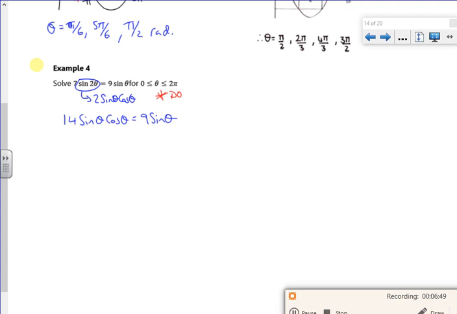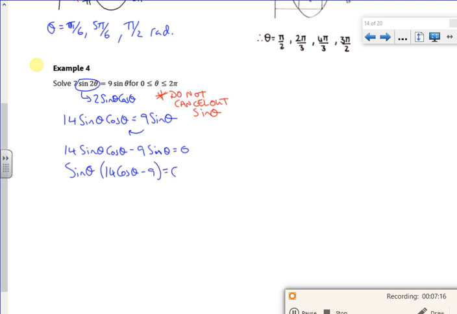Do not cancel out sine theta. So what I'm going to do is take the sine theta onto the other side. So I've got 14 sine theta cos theta minus 9 sine theta equals zero. And then I'm going to take out sine theta as a factor. So then I've got this one here, which if you cancel, you just lose all your solutions to that. So you can't do that because you lose solutions.